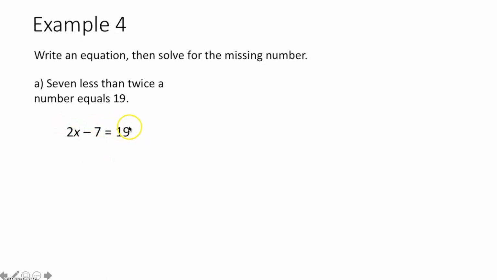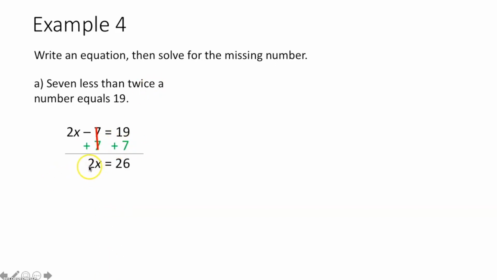Now I can solve this: simplify, move, solve. Already simplified. Move: do we need to move the variables? No, it's already on the left-hand side. Done. Constants need to go to the right, though. Anything added or subtracted, you start with first. So minus 7, I'm going to do the opposite. I'm going to add 7 to both sides. These cancel out. I get 2x is equal to 26.